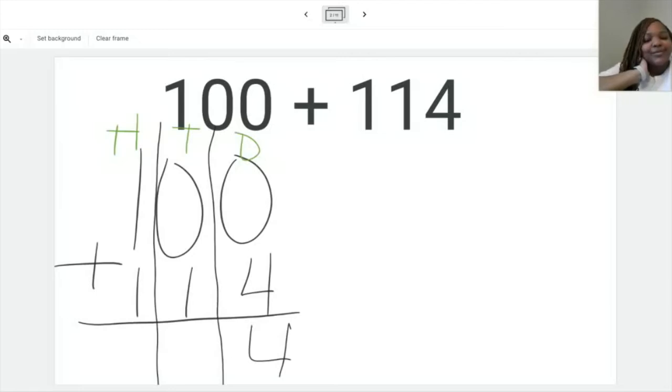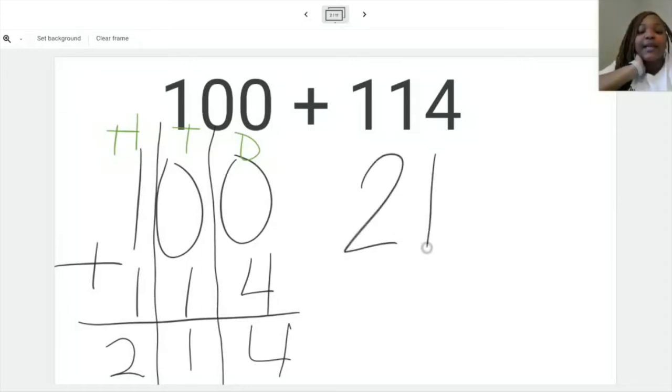Now, what's 0 plus 1, everyone? Right, 1. So go ahead and write that 1 right there. And then in our hundreds, we have 1 plus 1. What's 1 plus 1? Right, 2. Good job. We got through that one quick. So our answer is 214.